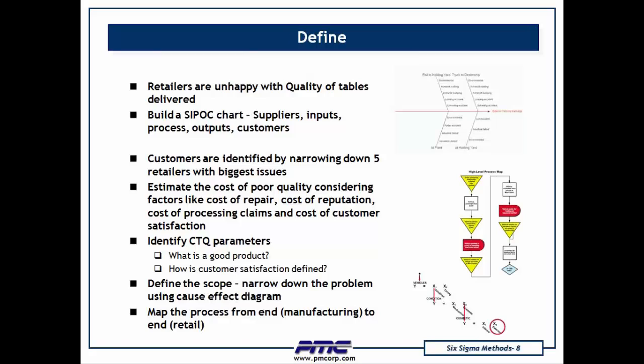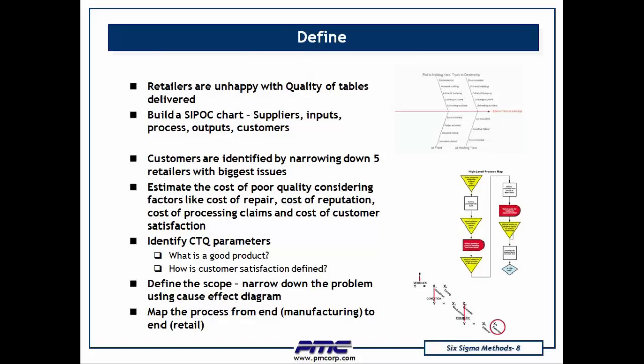All right. So just to illustrate the point, let's consider a very simple case study. Let's assume that we are a furniture company, and our retailers are unhappy with the quality of tables that is being delivered to them. So what do we do first? Well, we build a SIPOC chart, basically suppliers, inputs, process, output, and customer, and that's what they call SIPOC.